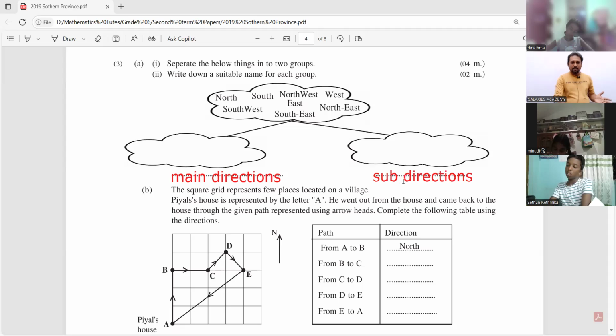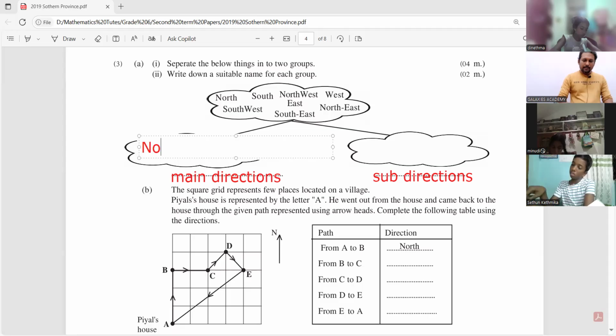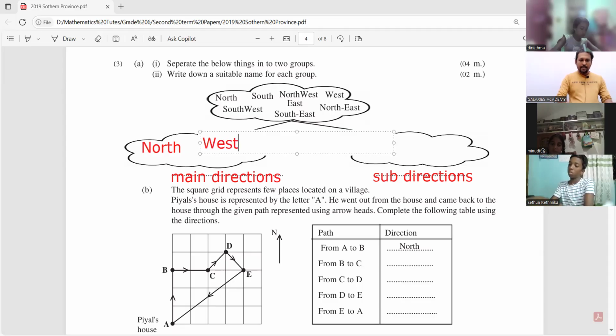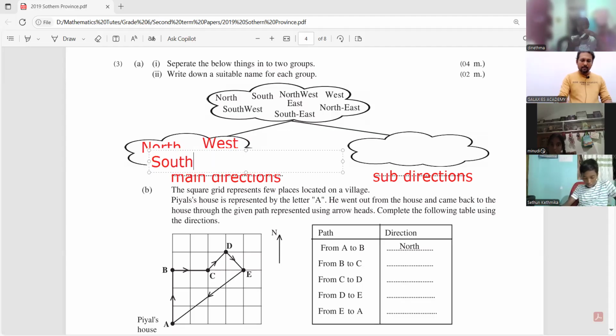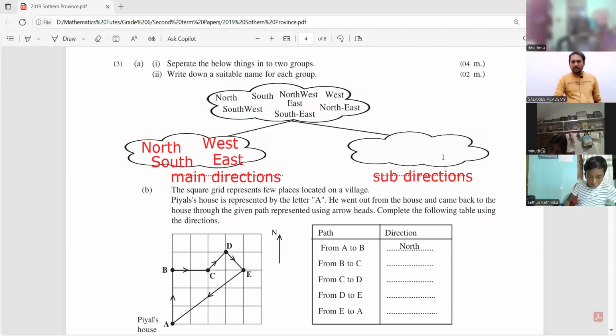Right? These two should be the answer for the second part. Then in this one, you can write the main directions, right? You can write here north, west, south, east. Then in this figure, you can write sub directions, right?